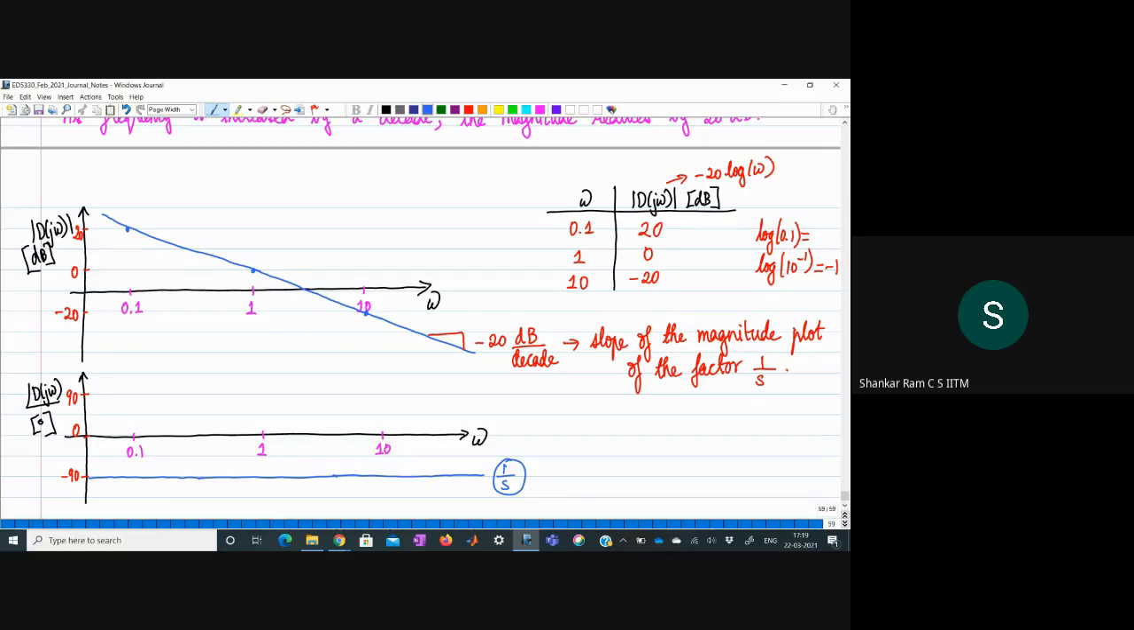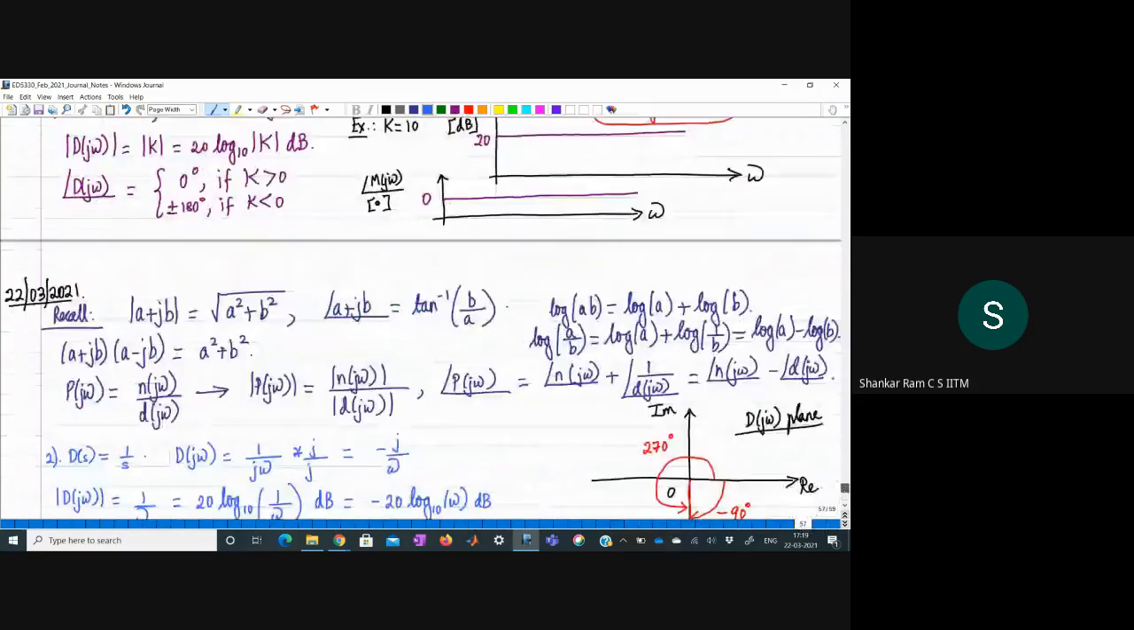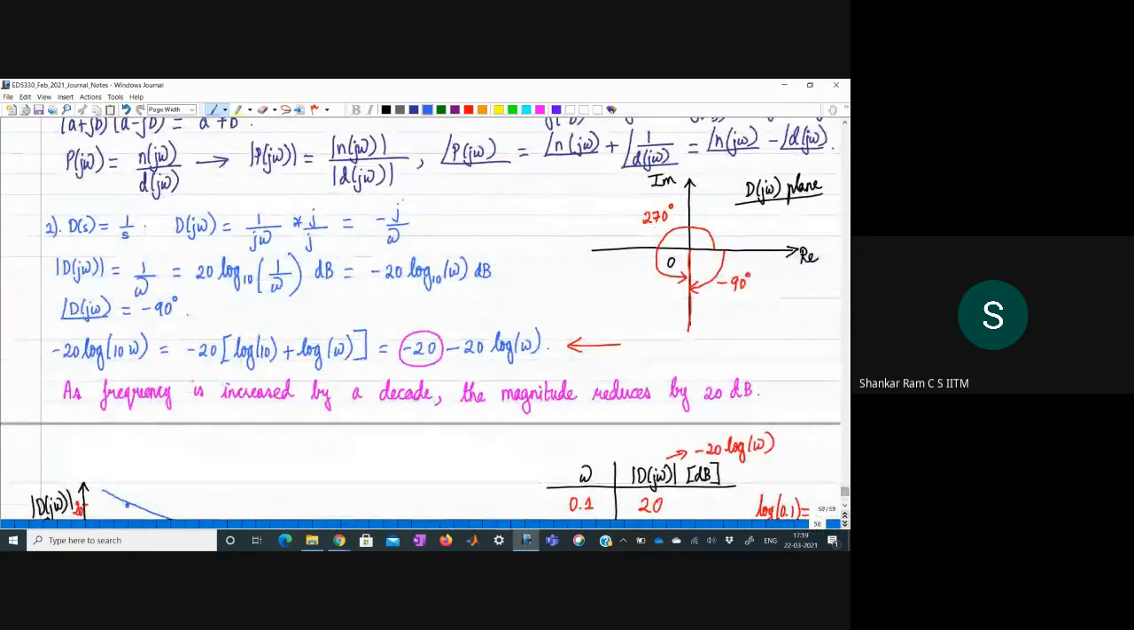Any questions on that? Can you explain how we get minus 90 phase for this? Minus 90, because we can immediately observe that the term is minus j by omega. Any complex variable will have a real part and an imaginary part, right? As far as the sinusoidal transfer function corresponding to 1 by s is concerned, it only has an imaginary part, right?